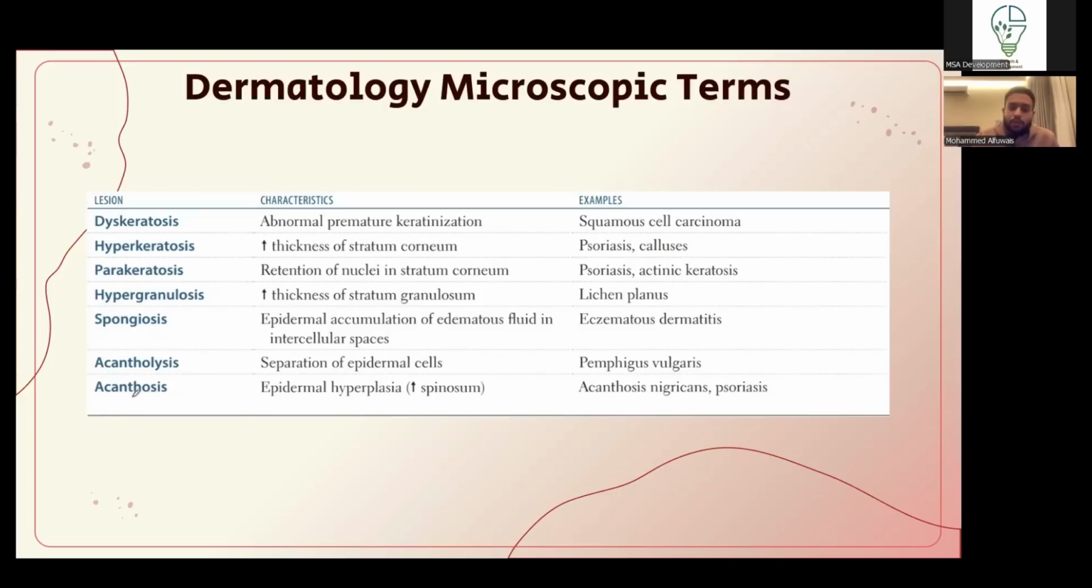So we already explained the majority of these, but just for repetition, we have dyskeratosis, abnormal premature keratinization. As I said, this is seen in squamous cell carcinoma, which is a cancer of keratin. Hyperkeratosis, we explained in detail. Hypergranulosis, we explained. Spongiosis, I'll show you an image of it later, obviously. But basically, if you have fluid buildup around the cell, in the intercellular spaces, this is what we call spongiosis.